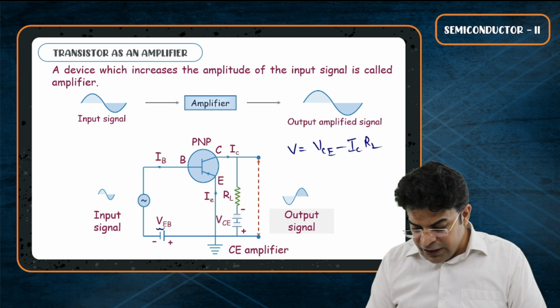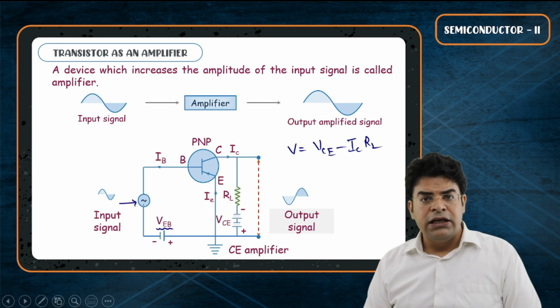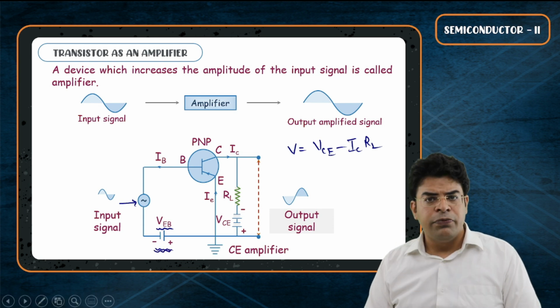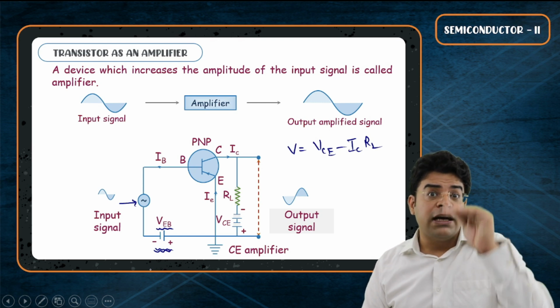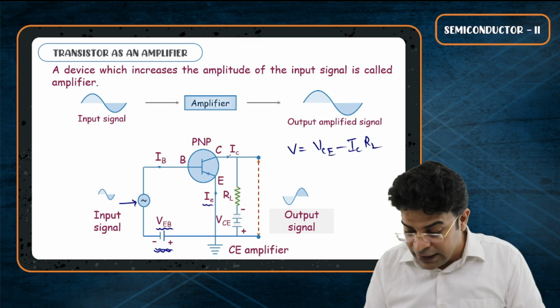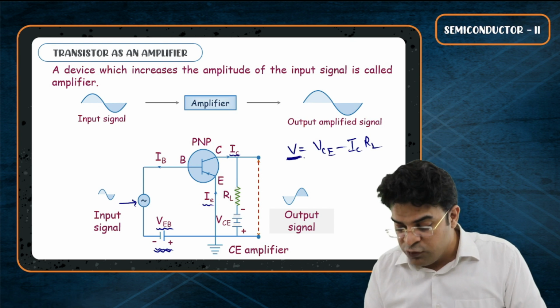When VEB changes, if a small input signal is superimposed over the input potential, then the input potential starts to fluctuate. As the input potential starts to fluctuate, IE starts to fluctuate, so IB starts to fluctuate, so IC starts to fluctuate. As IC starts to fluctuate, V starts to fluctuate.